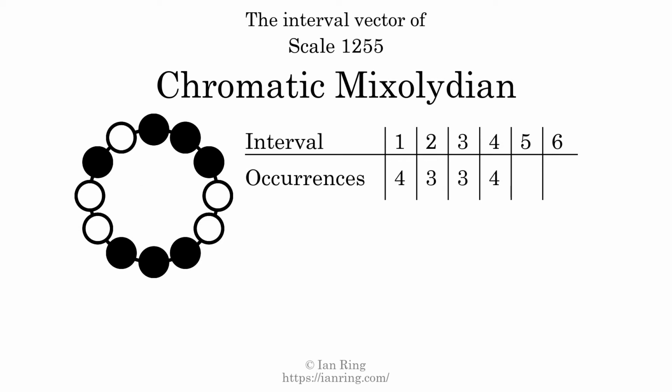There are 4 intervals with the size of 4 semitones. They are here, here, here, and here. There are 5 intervals with the size of 5 semitones. They are here, here, here, here, and here. There are 2 intervals with the size of 6 semitones. They are here, and here. Each interval does not appear in this scale a unique number of times, so this is not a deep scale.